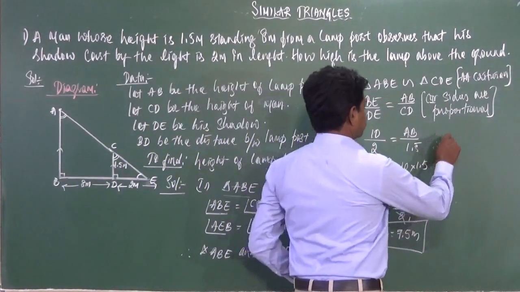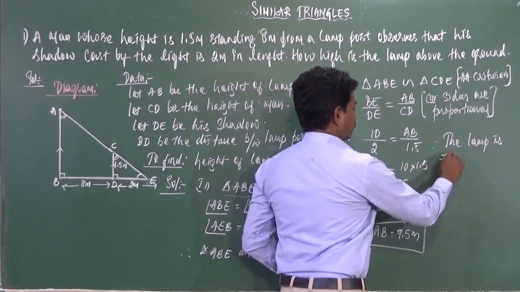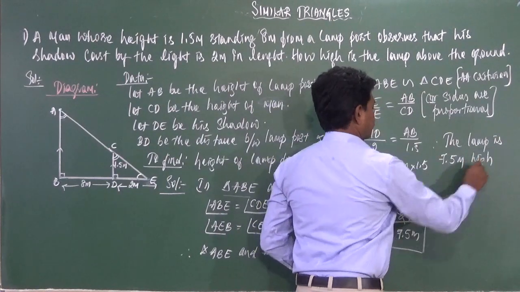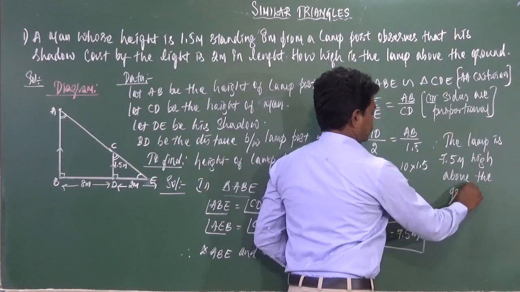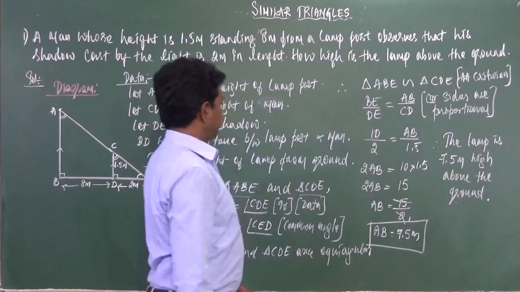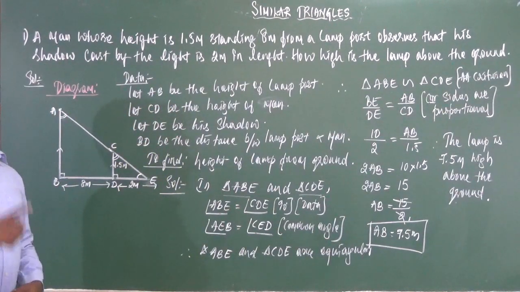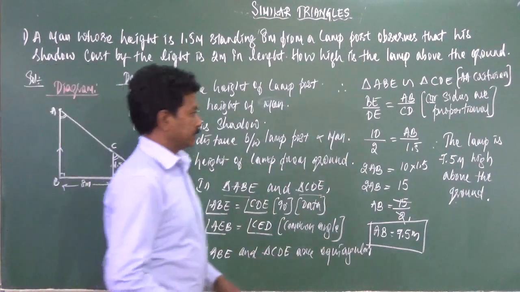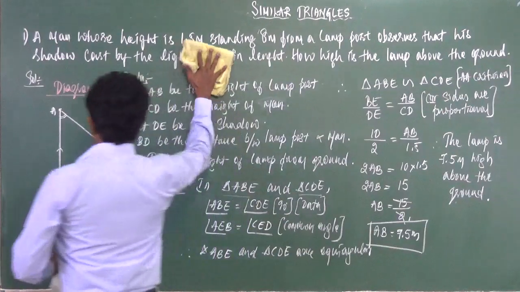So therefore the lamp is 7.5 meters high above the ground. This will be asked in your examination for 2 marks. Compulsory, these types of problems will be there in your examination for 2 marks. Right. So we'll go with the next problem.